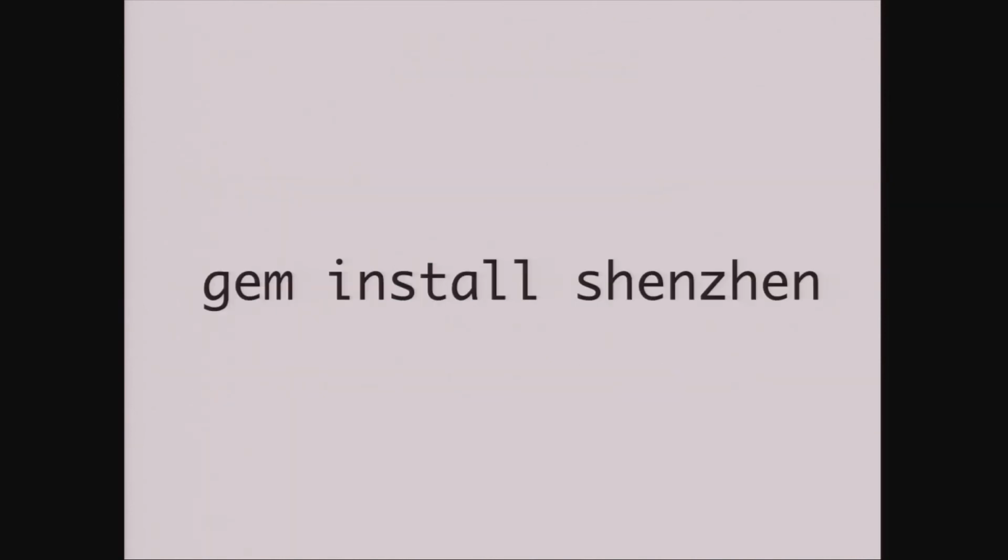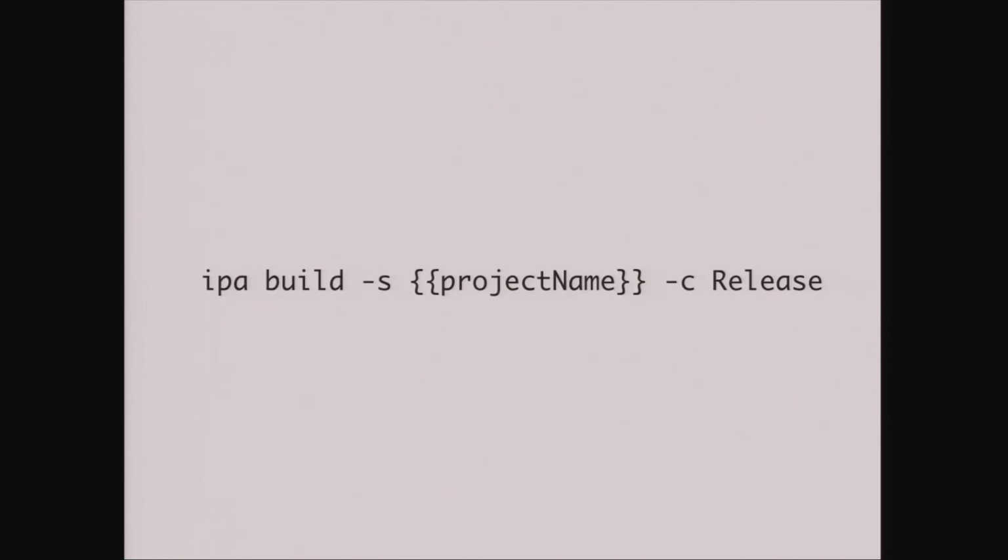So the way that we used it was we did a gem install Shenzhen, and that gave us the IPA command. So we would say IPA build, and then the scheme of the project, and then that we were going to do a release build. I think you can do debug and stuff too. This is all that we did to make the IPA, and that was pretty cool.